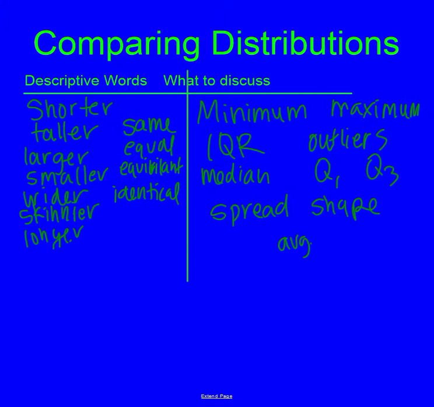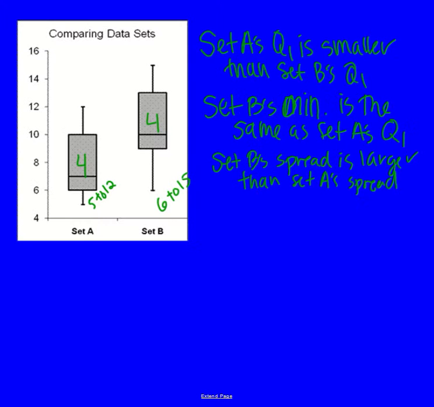If I look at this next slide, I've got 2 box and whisker plots, and I can compare them. This one goes from 5 to 12, and this other one goes from 6 to 15. So their ranges are different. Set A has a range of 7, and set B has a range of 9. Set A has a median of 7, whereas set B has a median of 10.